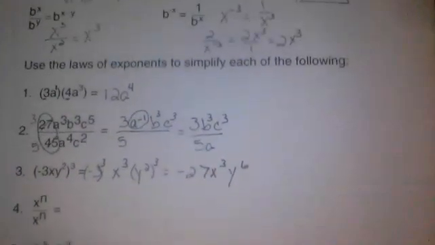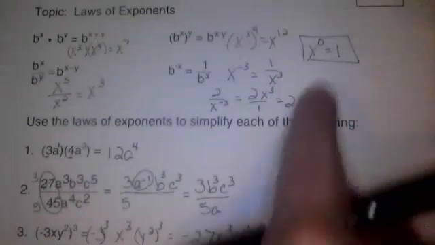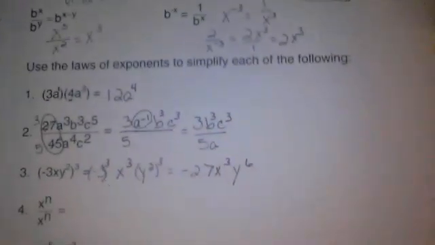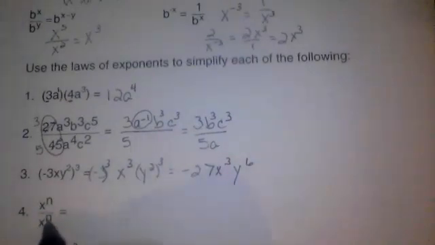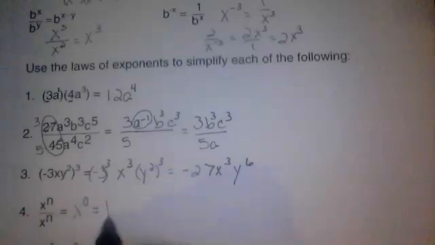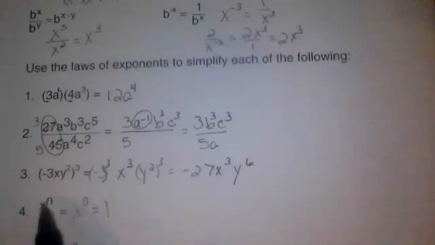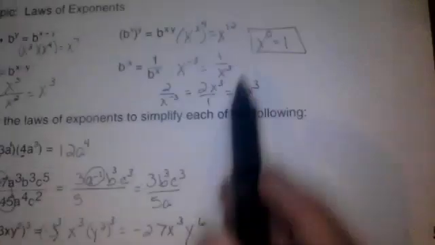Number 4 actually helps explain this rule right here. So let's just talk about it for a minute. x to the n divided by x to the n means that I have a number divided by itself, and any number divided by itself equals 1. But also, using my rules, whenever I subtract here, I would have x to the n minus n, or x to the 0 power, which is also 1. If I divide two things that are the same, I get a 0 power, and when two things are the same and I divide them, I always get 1. So it kind of explains this rule up here.